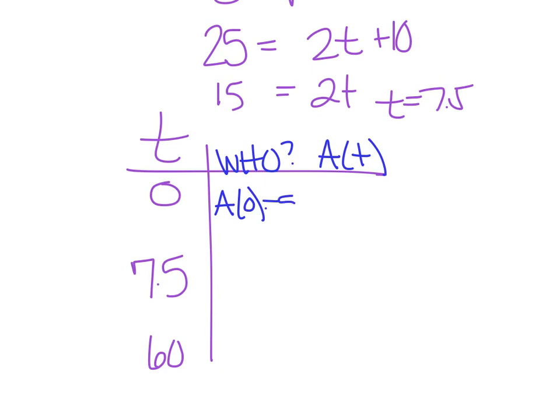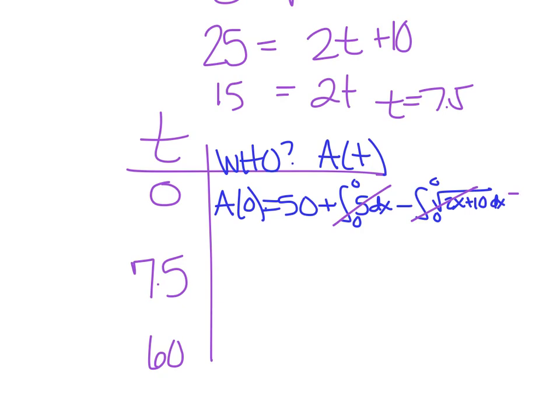So that's going to be 50 plus the integral from 0 to 0 of 5 dx minus the integral from 0 to 0 of the square root of 2x plus 10 dx. This one you can do in your head. When the bounds are the same, that's a 0. So I get a total of 50 gallons.